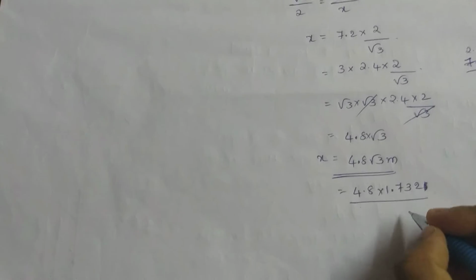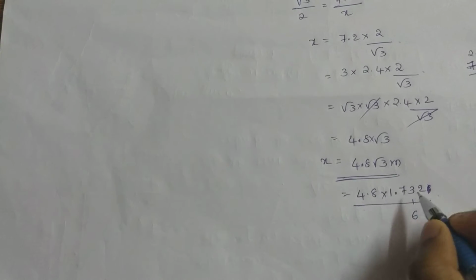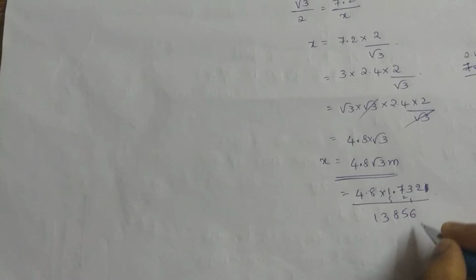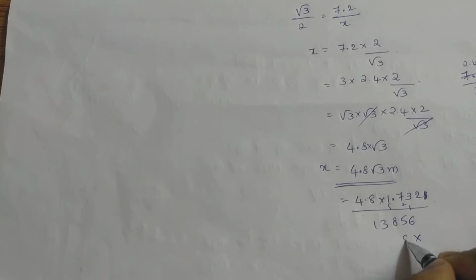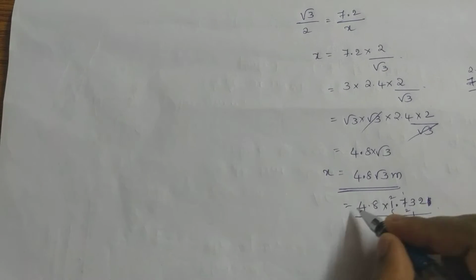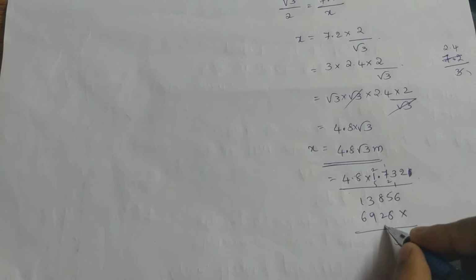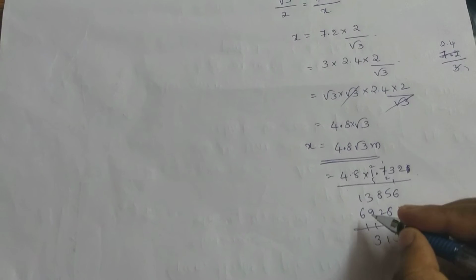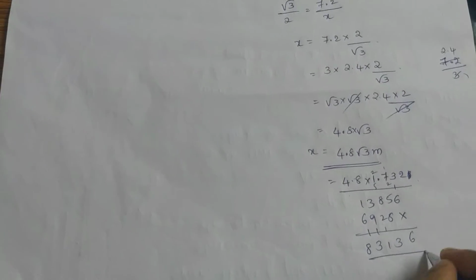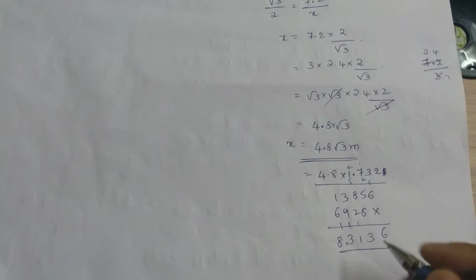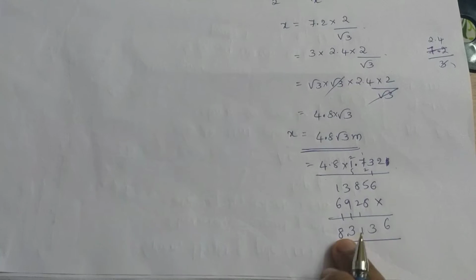So 8 2s are 16, 8 3s are 24, plus 1 is 25; 8 7s are 56 plus 2 is 58; 8 1 is 8, 8 plus 5 is 13. Next, 4 2s are 8, 4 3s are 12, 4 7s are 28 plus 1 is 29; 4 1 is 4, 4 plus 2 is 6. Okay, adding up: 8 plus 5 is 13, 8 plus 2 is 10, 10 plus 1 is 11, 9 plus 3 is 12, 12 plus 1 is 13, 6 plus 1 is 7, 7 plus 1 is 8. So decimal points will be 3 plus 1, 4. So 1 2 3 4. So we got the x value as 8.3136.